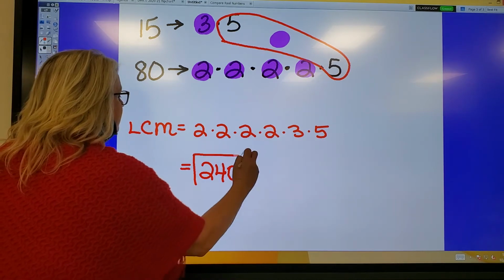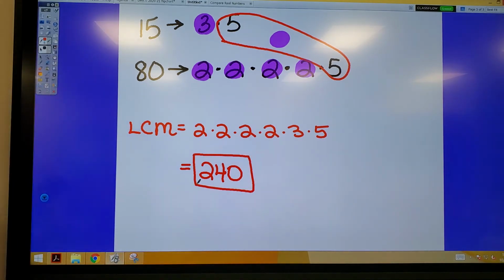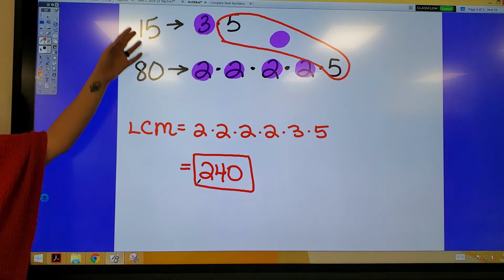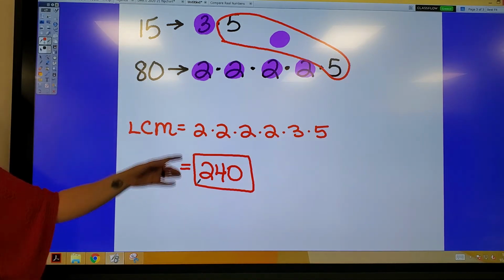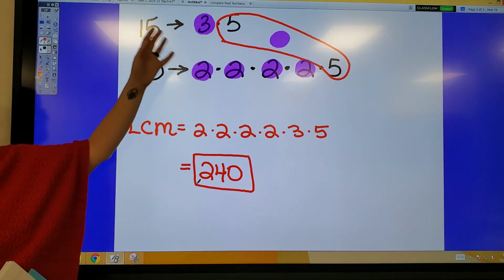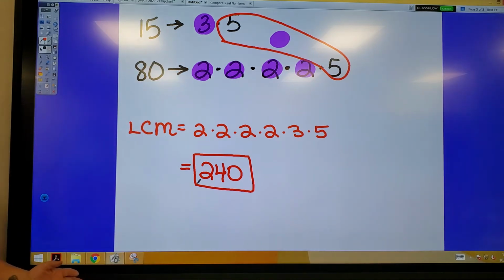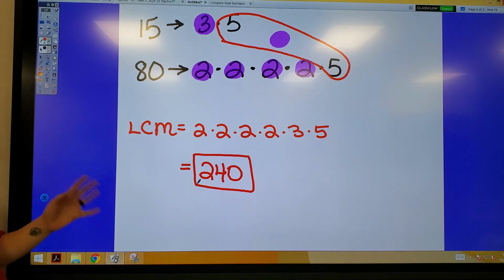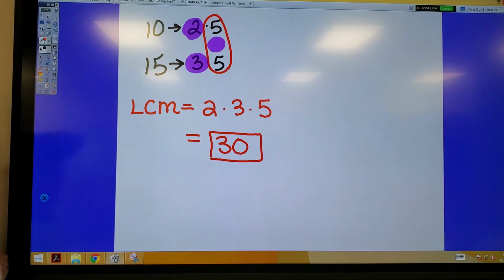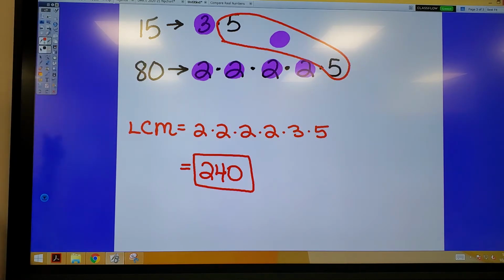So you can see that this method would be a lot easier to use to find the LCM, because can you imagine listing out the multiples of 15 all the way to 240? 15, 30, 45, 60. That would take a long time, wouldn't it? It would be a lot of work. So if you have one that's easy, like this first problem, fine, use the normal way. But if you have these harder ones, then using the prime factorization actually is the faster way.